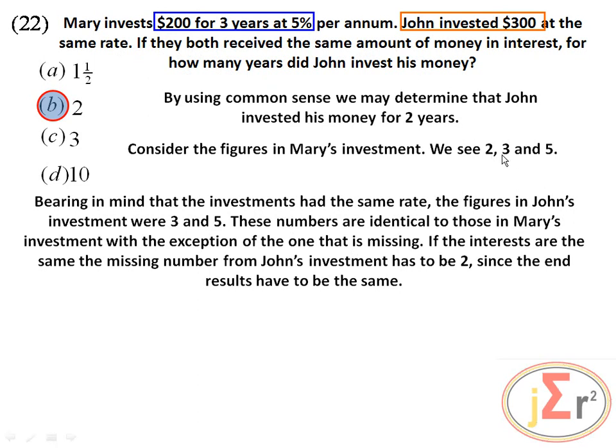So we see 2, 3, and 5 in Mary's investment. Bear in mind that the investments had the same rate. The figures in John's investment were 3 and 5. So we have 3 and 5, and we have 3 and 5. These numbers are identical to those in Mary's investment, with the exception of the one that is missing. If the interests are the same, the missing number from John's investment has to be 2, since the end results have to be the same. So just by looking at it, we can tell that the answer is 2.